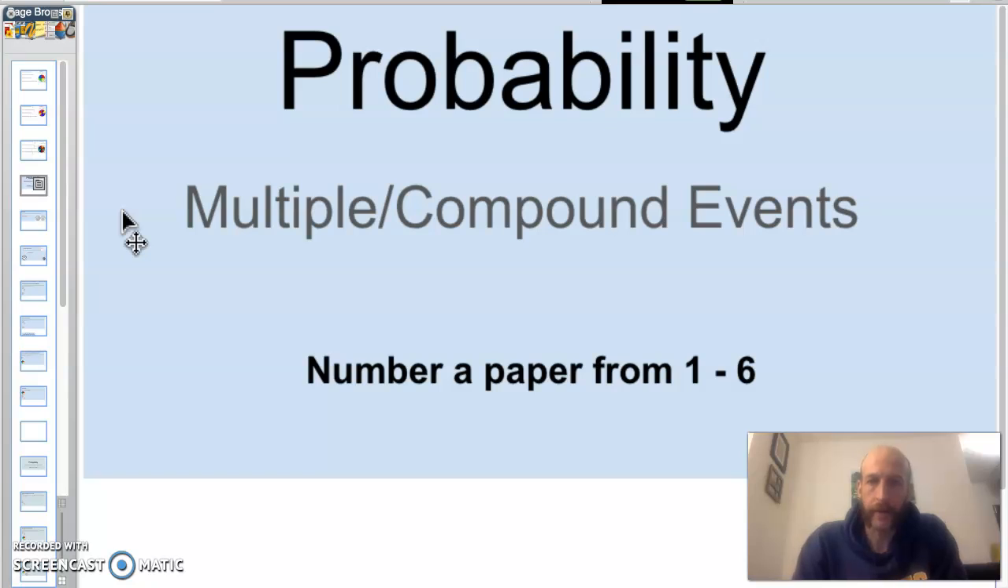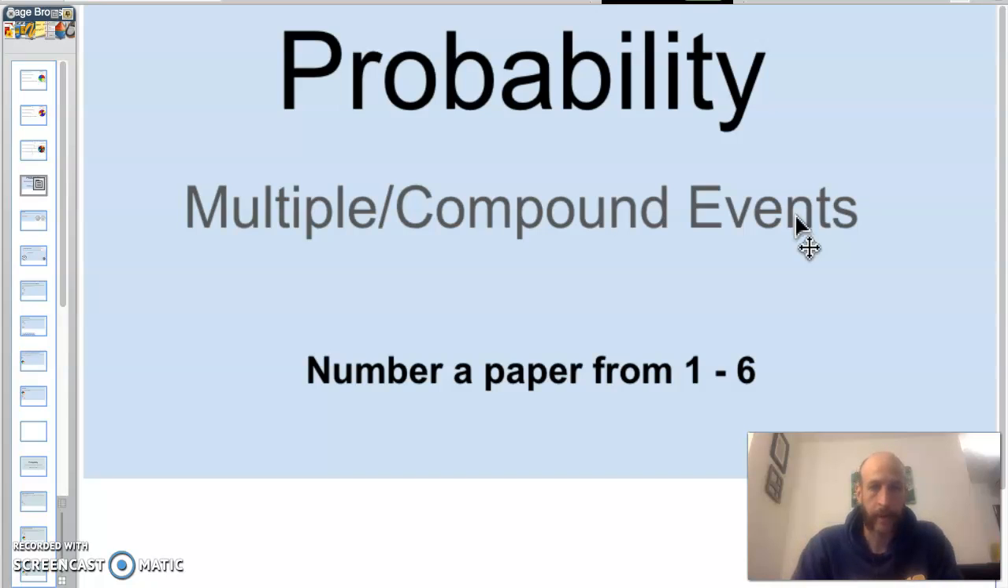To start with our first lesson of week 2, we're going to be talking about multiple or compound events. Multiple or compound events are just the probability of things that happen more than one time. So last week we talked about the probability of spinners that are spun one time. Today we're going to be learning about what happens to the probability when we do things multiple times.